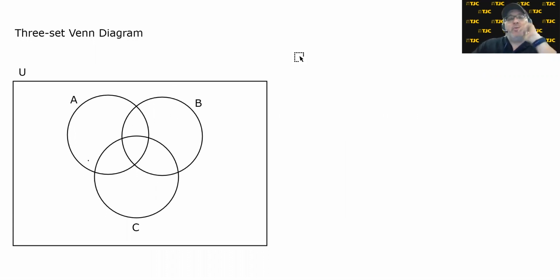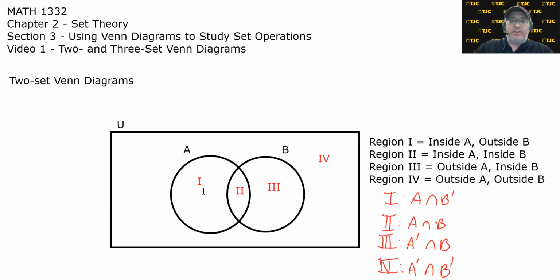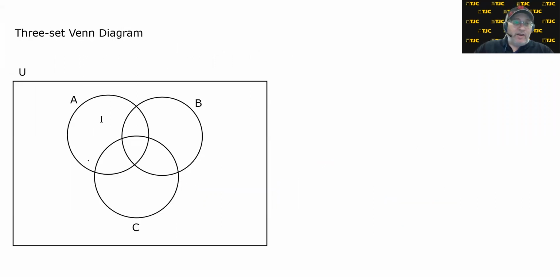All right, so we have 8 regions in a 3-set Venn diagram, and we're going to number them the same way we did before using Roman numerals. But since we have 8 regions, we need to decide where to start numbering them. Well, we're going to number them starting the same way that we started in the 2-circle Venn diagram. We're going to start with the part that only belongs to A and move from left to right. So if we start right here and put a Roman numeral 1, and then move left to right with a Roman numeral 2, and then Roman numeral 3.